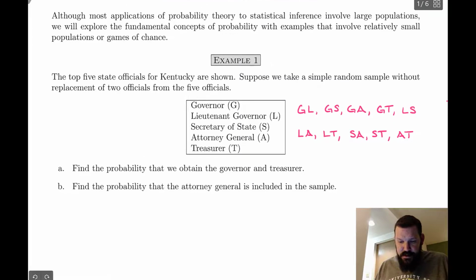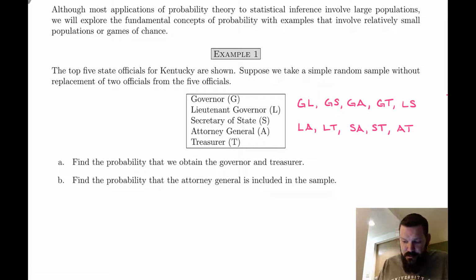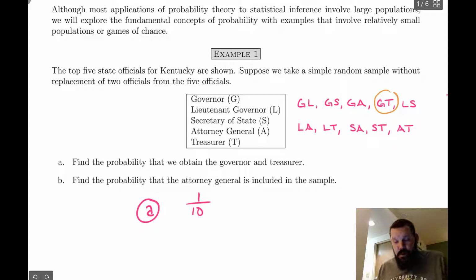For part A, find the probability that we obtain the governor and the treasurer. Governor and treasurer only occurs one time out of the 10, and so that's your probability. It's 1 out of 10, or 1/10, which is also the same as 0.10.